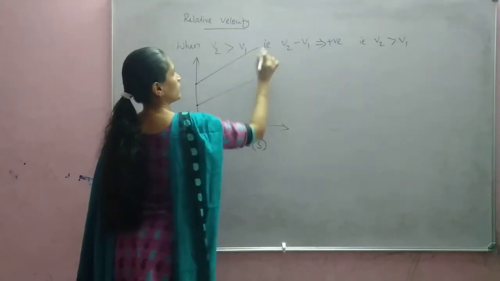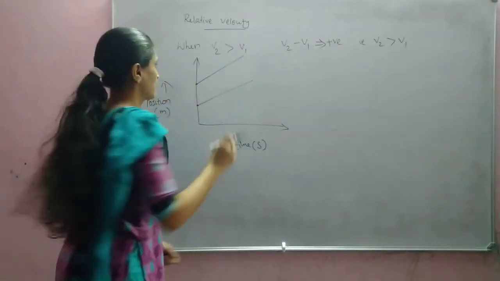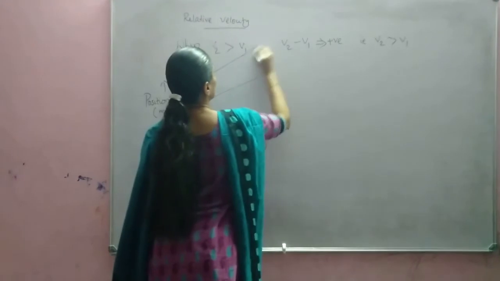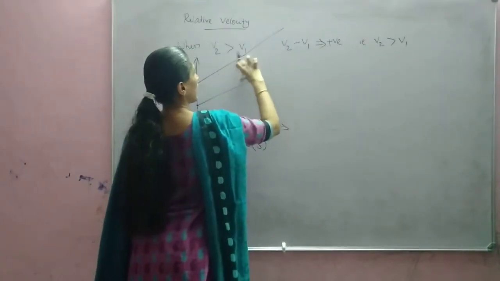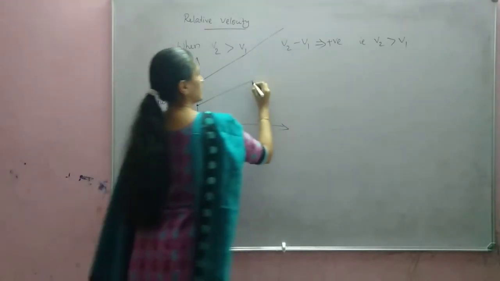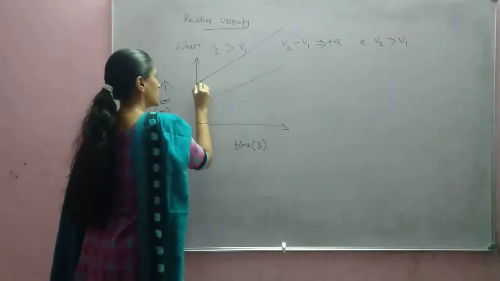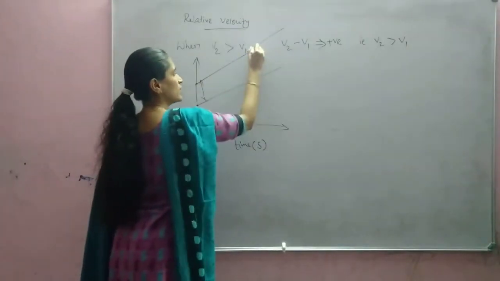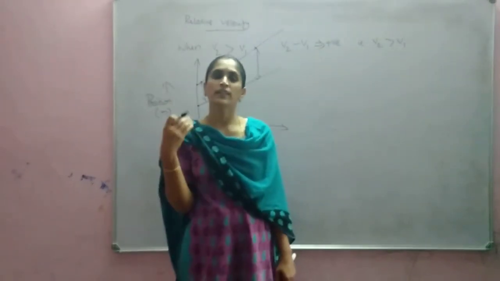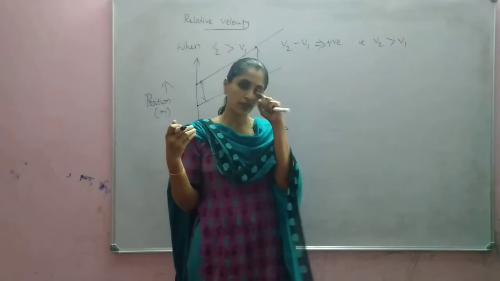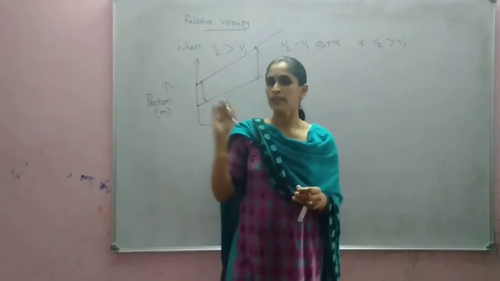The second object is moving with a greater velocity, so the separation will gradually increase. You can see the separation here and here. So the displacement between those two objects will gradually increase because v2 is greater than v1. This is the second case.